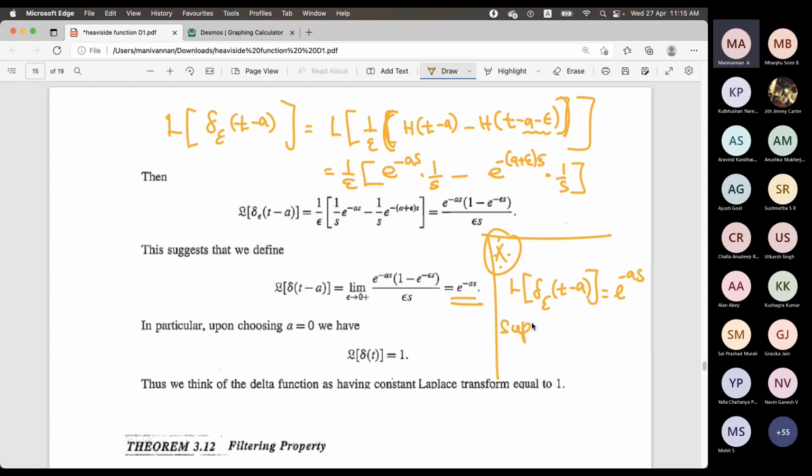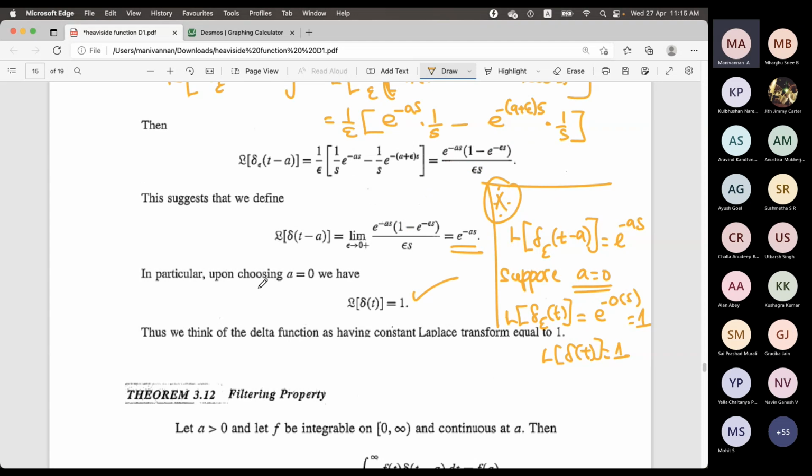Suppose here a is 0. So the Laplace transform of delta of t is e raised to the power minus 0 into s, which will be 1. So the Laplace transform of delta of t is 1. And the L inverse of e raised to the power minus as is simply delta of t minus a.